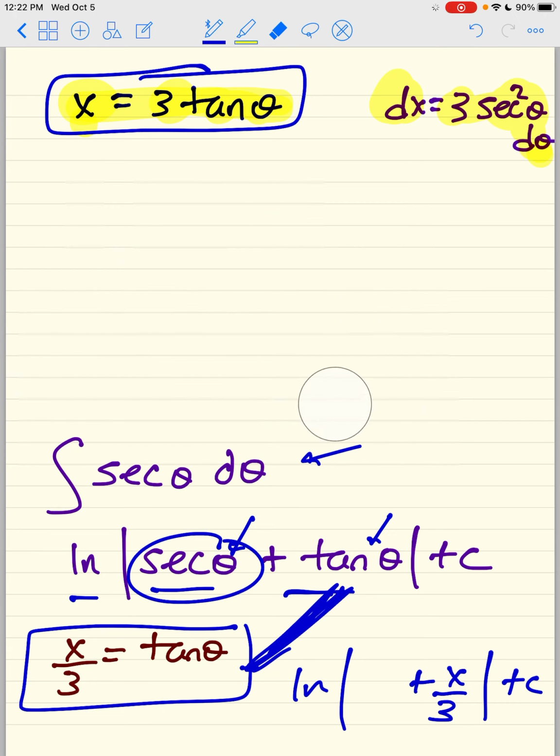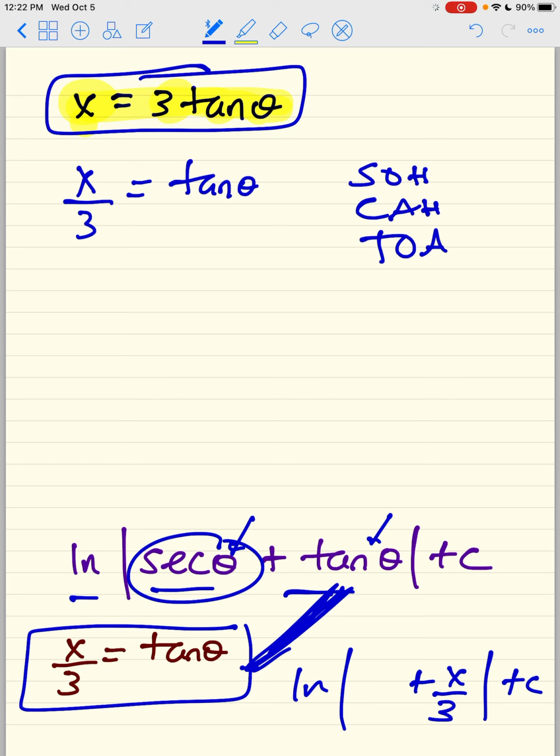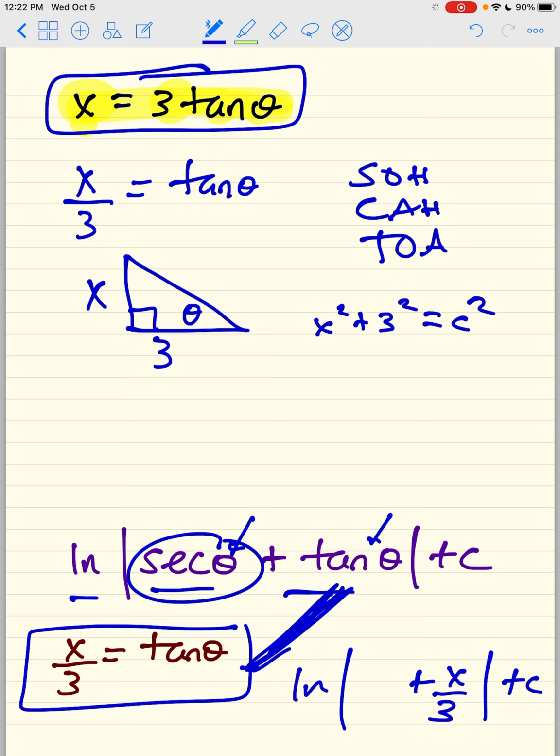So let me erase this. Once again, this is a video, so you can just go back. I'm going to say x over 3 equals tan theta. Tan theta from SOHCAHTOA, tan theta is opposite over adjacent. a squared plus b squared equals c squared yields my hypotenuse to be the square root of x squared plus 9.